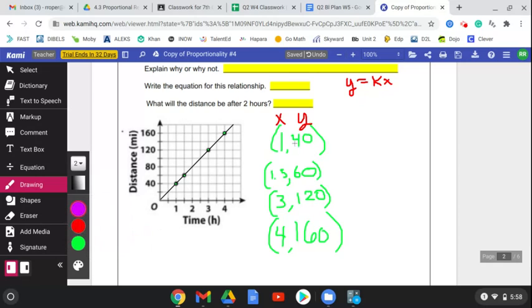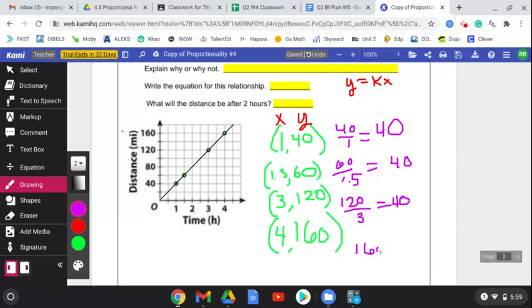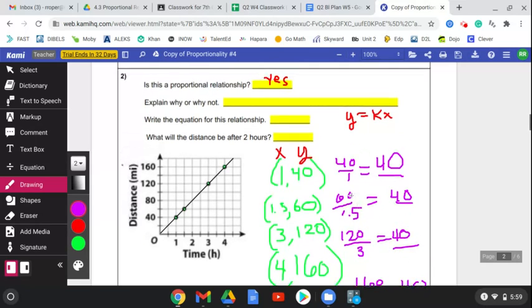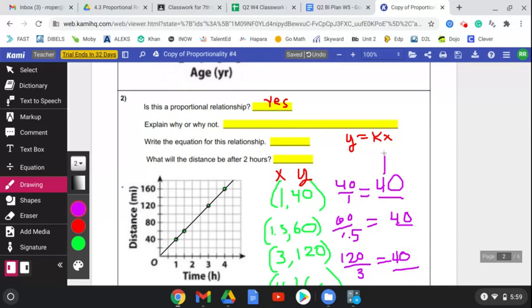All right, so here I got 40 over 1. My y value over my x value, 40 over 1 is 40. Here I have 60 over 1.5. If I take 60 and divide by 1.5, I get 40. Here I have, in this point, 120 over 3. 120 over 3 is 40. And then I have 160 over 4. So I get 40. So as you can tell, I got 40 each time. That is my k, my constant of proportionality. And so that is the number I can put in for k. So this equation is y equals 40x.